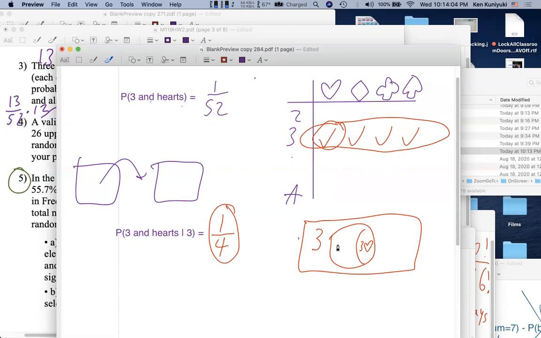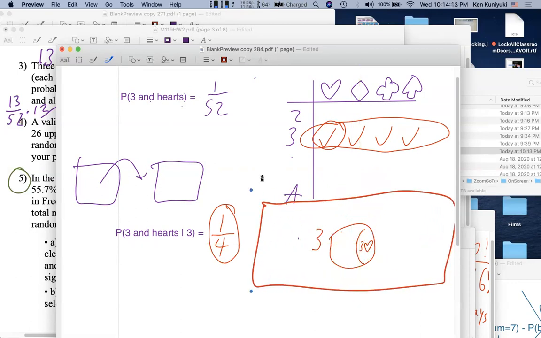If I tell you have a 3, that means that you're in here somewhere, which makes it more likely that you have the 3 of hearts. Whereas if I didn't tell you have a 3, then you have a big sample space here. It's really unlikely you got the 3 of hearts. But if I tell you got a 3, you have a shot. You have a 1 in 4 shot of getting the 3 of hearts.